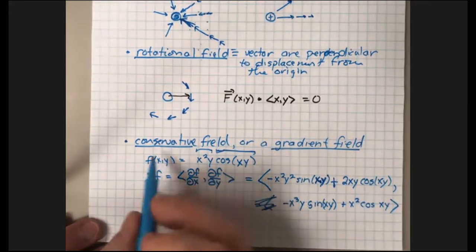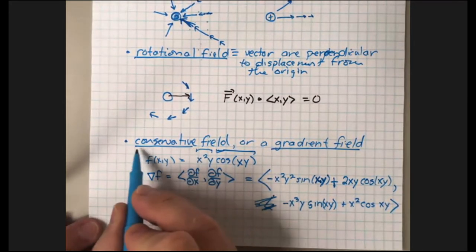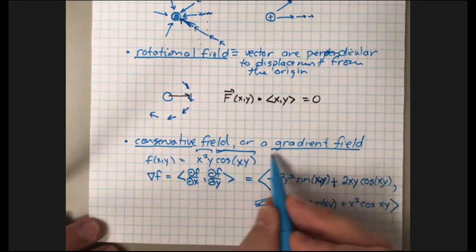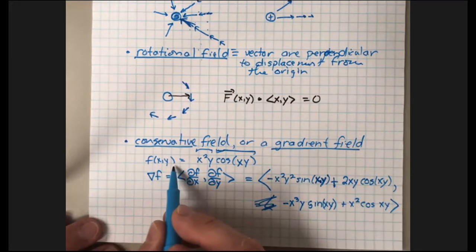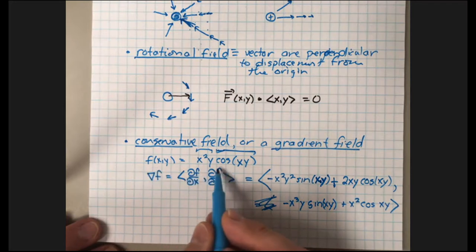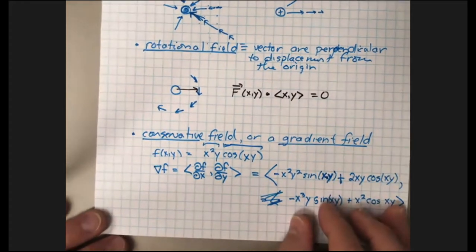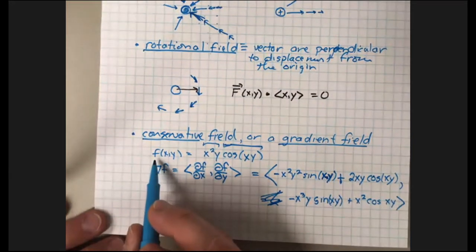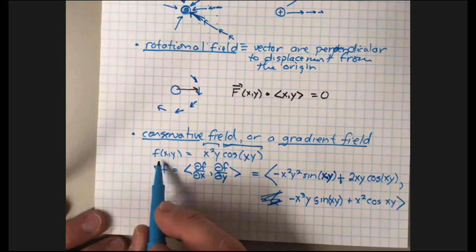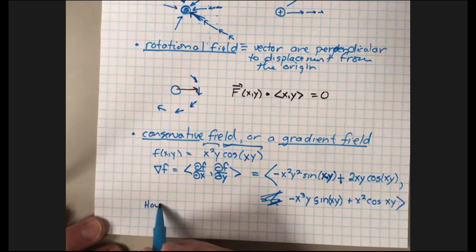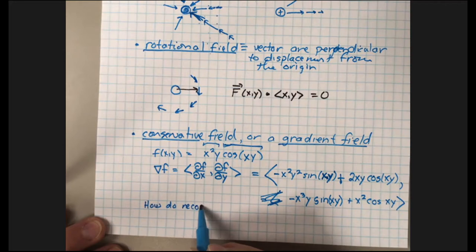Now, we're not ready to tell you the full power of conservative fields yet, but they are particularly valuable to us. So a conservative field is the gradient field of a given function. It has to be created by a function and the gradient. But if I just hand you a field and tell you it's conservative, you might not know the function that created it. And that's the trick, how to find the function that created it and how to recognize gradient fields, or conservative fields. How do I recognize conservative fields?